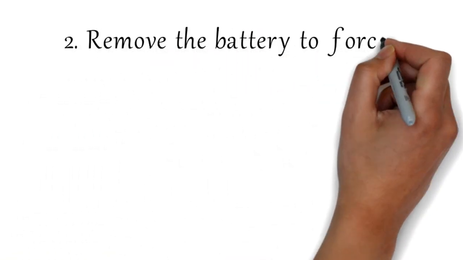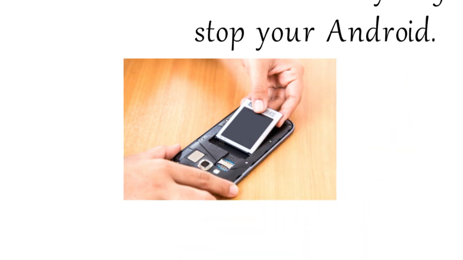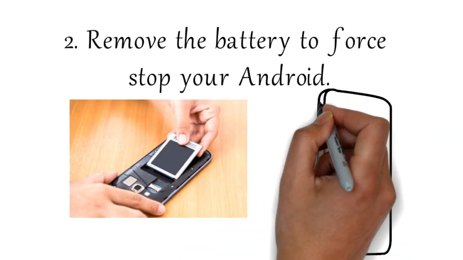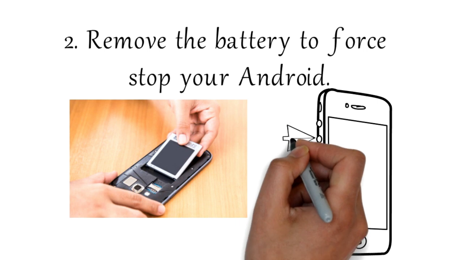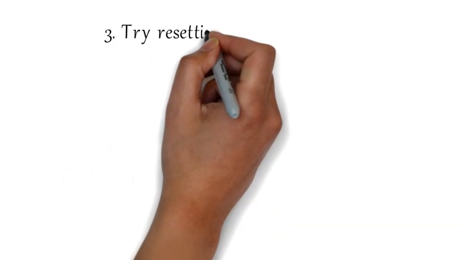2. Remove the battery to force stop your Android. Of course, this method is exclusive to cell phones with a removable battery. After you detach the battery, the device will be off. Please insert the battery and turn it on again.